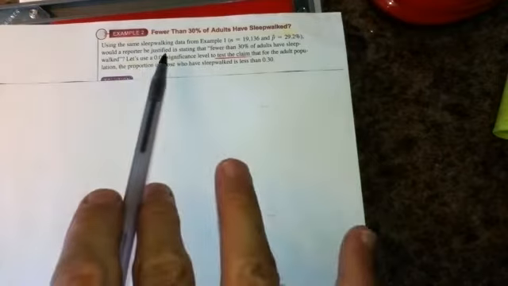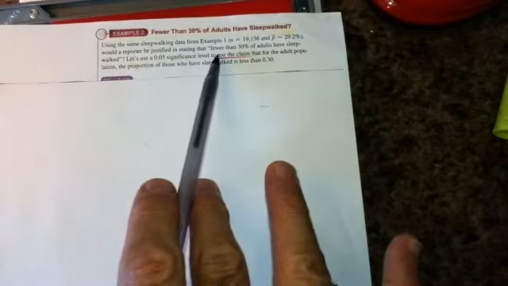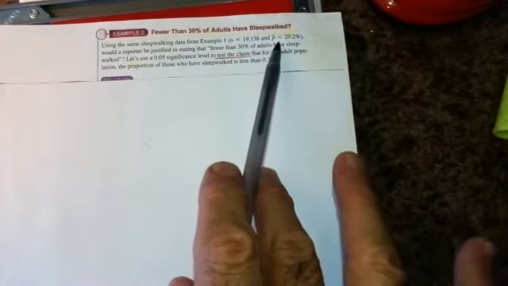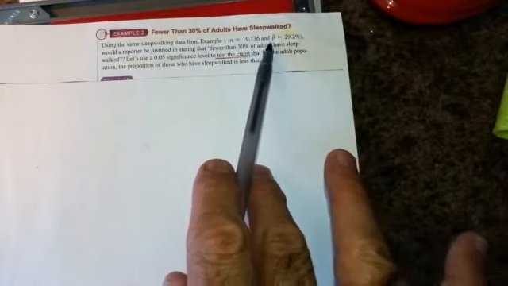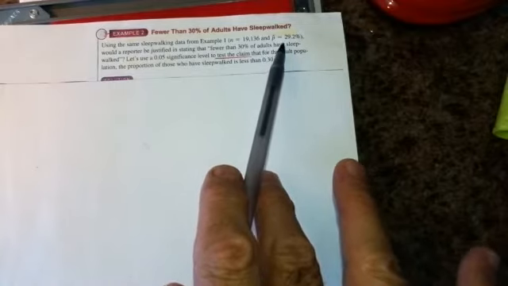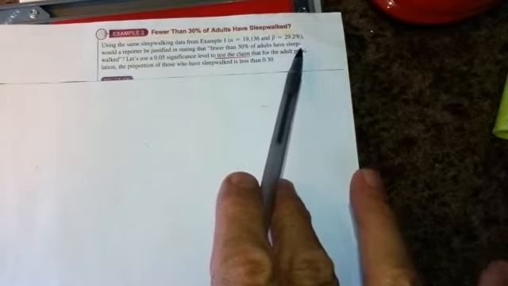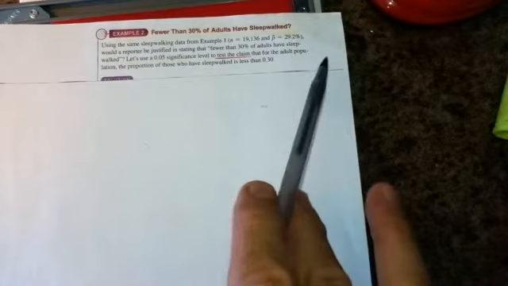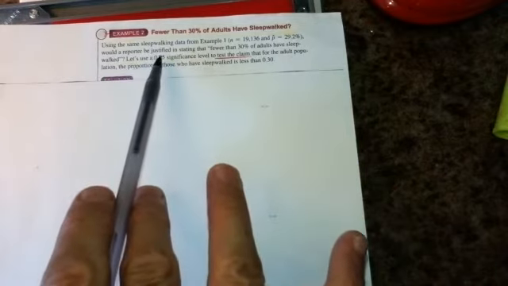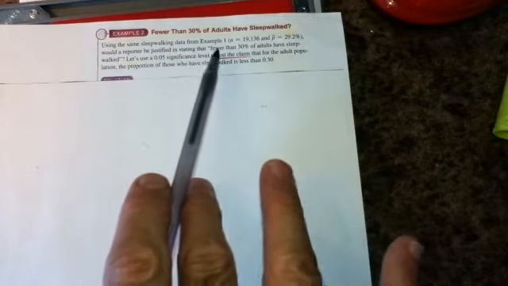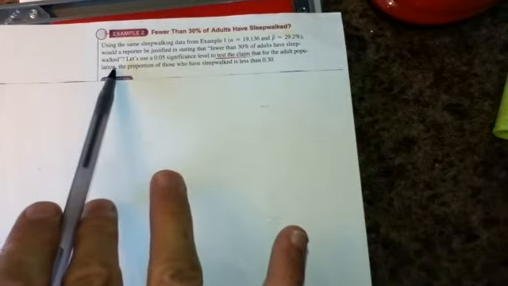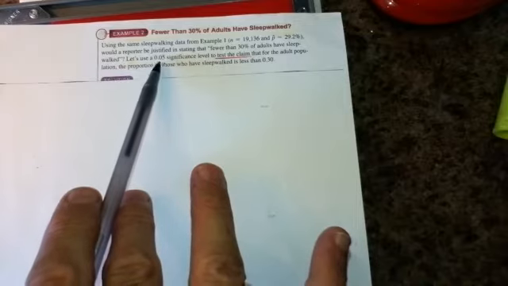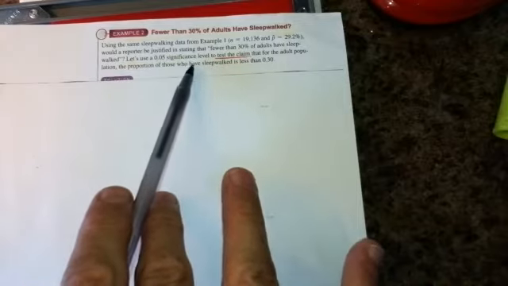Using the same sleepwalking data from example 10, N is given, and P hat, the sample proportion, is also given: 29.2%. 29.2% is 29.2 divided by 100, which is 0.292. Would a reporter be justified in stating that fewer than 30% of adults have sleepwalked? Let's take a 5% significance level. Test the claim.